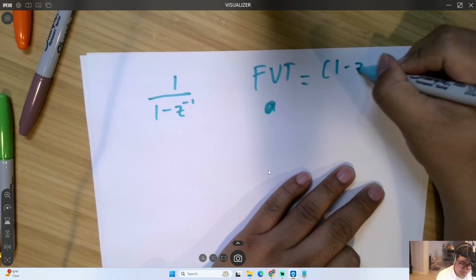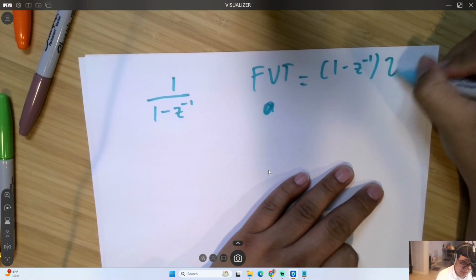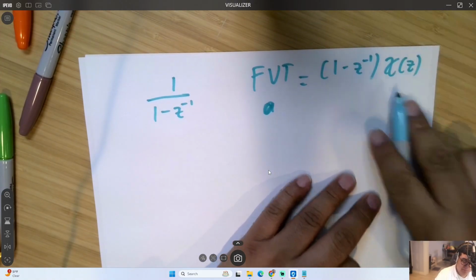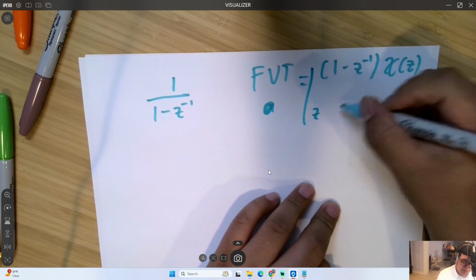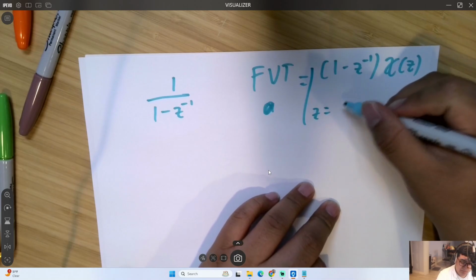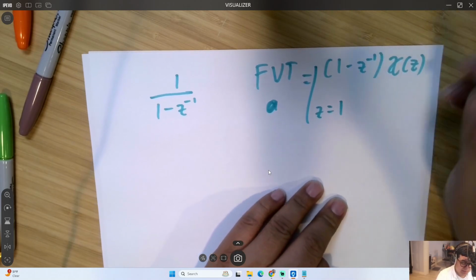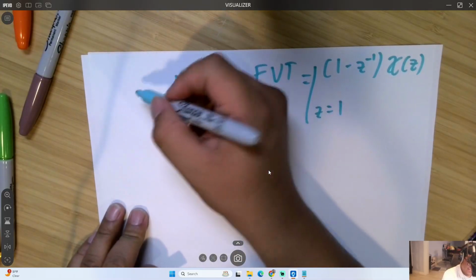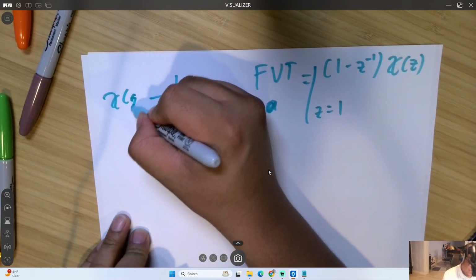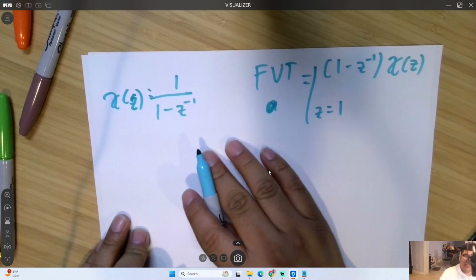You could just do 1 minus z to the minus 1 times X of z. So you've got to multiply this, and then evaluate this for z equal to 1. I think that's what it is. Yes, 1. So if you think about it, what's the final value theorem of this guy? So this was X of z. What's the final value of the unit step?